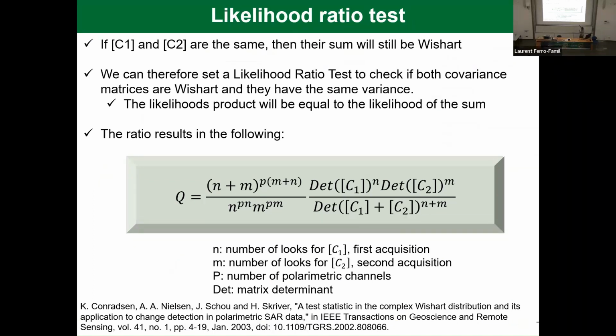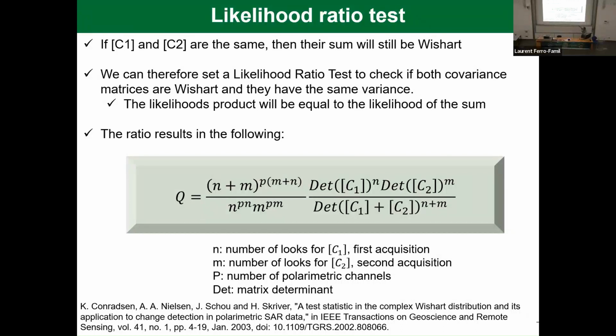Anyway, one very famous detector was proposed by Conradsen in the early 2000s. What it does is look at differences between the distribution of C1, the first target, and that of C1 plus C2 divided by 2. Now, if C2 is equal to C1, then C1 plus C2 divided by 2 is equal to C1, no? Because they are the same. But if they're different, then you have a difference there. So why this trick of having C1 plus C2 instead of just C2? Because it makes the maths easier, but they do the same job.